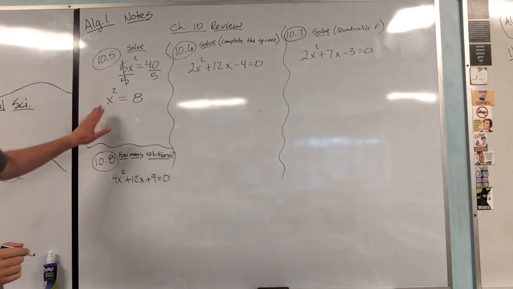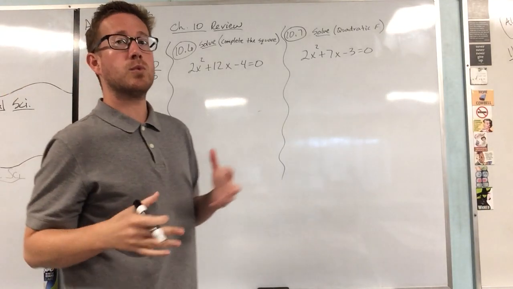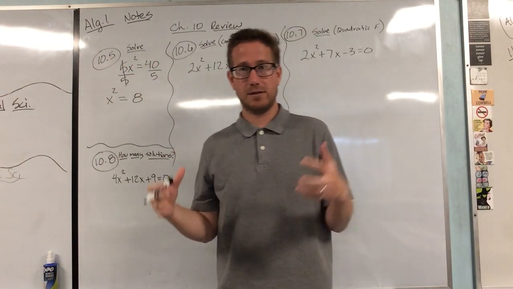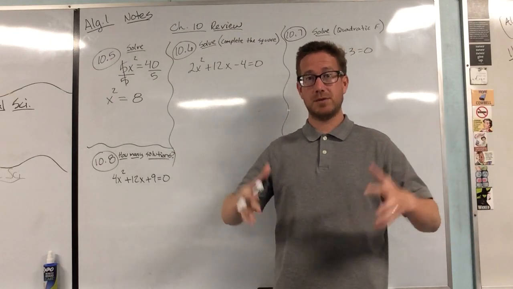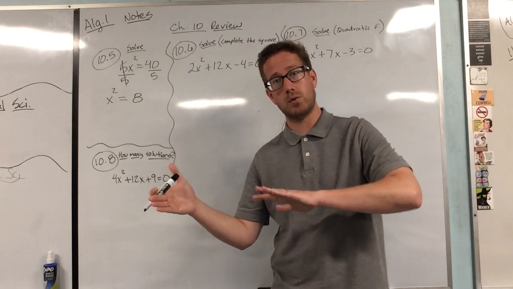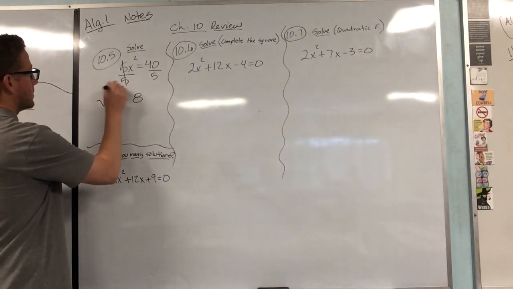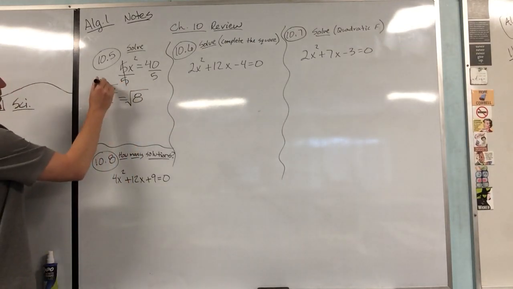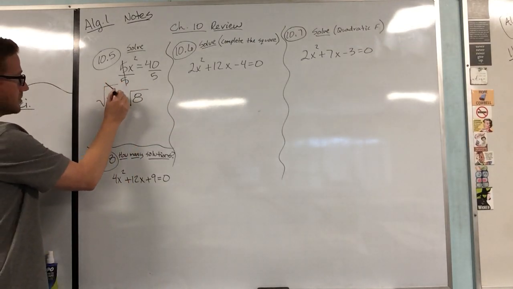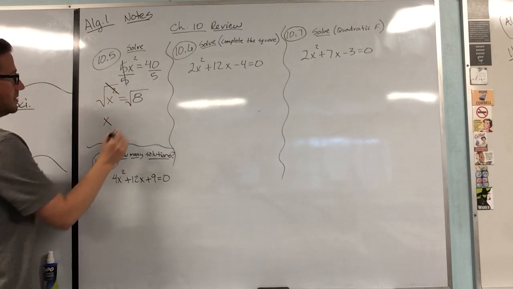Now all we have is that x squared, but we have to get rid of the exponent. What's the opposite of a square? The opposite of a square is a square root. So we take the square root of both sides, square root here and square root here. The square root and the square cancel each other out, and that drops the x down.